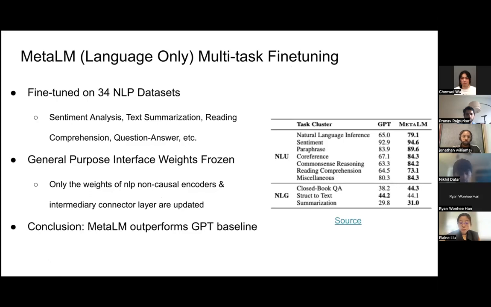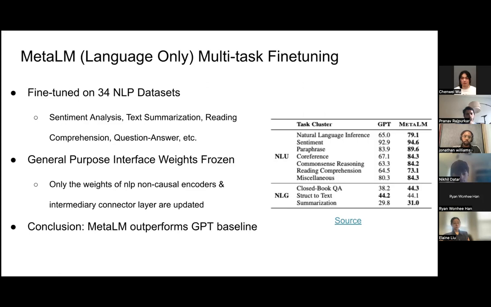The MetaLM model for language only was readily able to fine-tune on a variety of downstream tasks. It was fine-tuned on around 34 NLP data sets. These data sets had NLP tasks ranging from sentiment analysis to text summarization to reading comprehension, question answering, etc. A full list is described in this diagram on the left here. When we were fine-tuning the model, you don't actually update all the weights. We froze the weights of the general purpose interface model, and only the weights of the foundational encoder models and the intermediary connector layer were updated during fine-tuning.